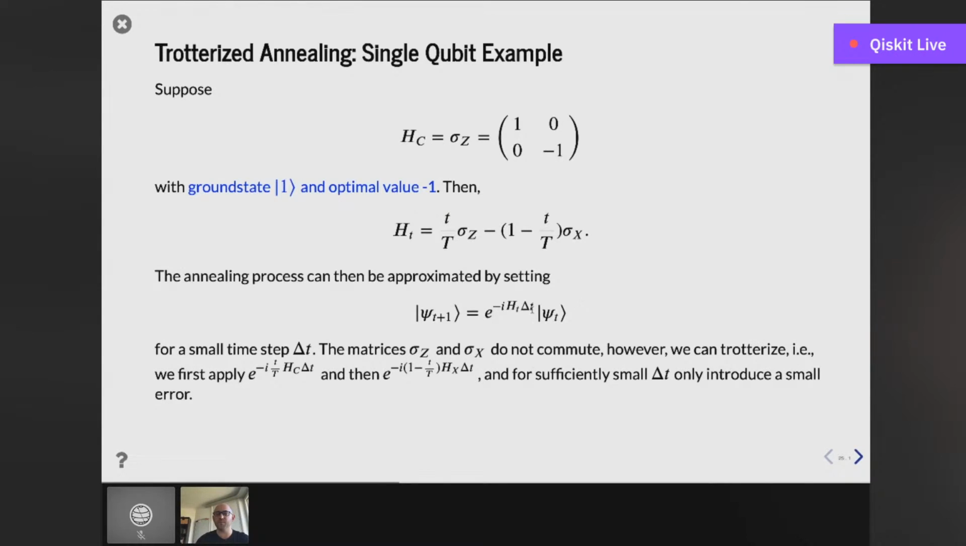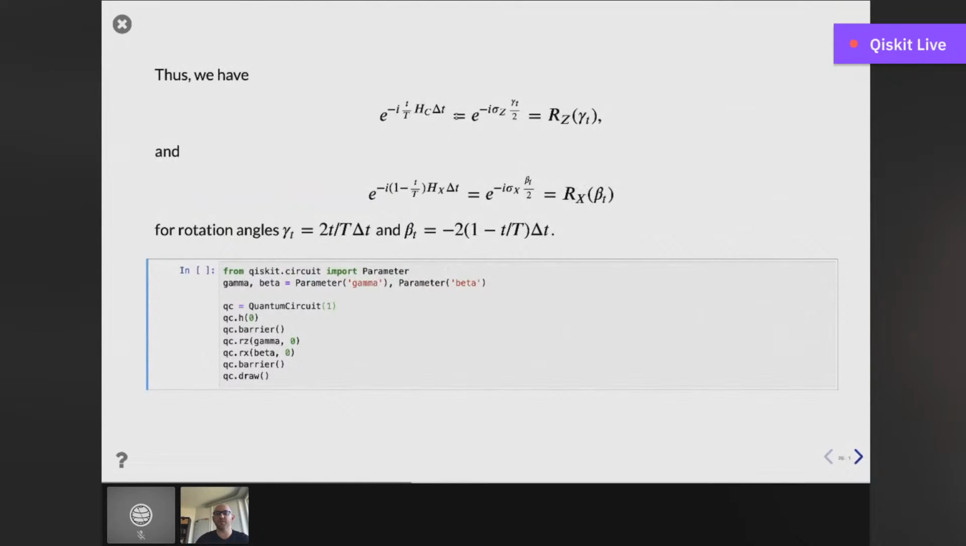That essentially means we choose the delta t very small and we apply these two gates individually. So we first apply this e to the minus i HC, and then we apply the e to the minus i HX. And for a sufficiently small time step, we only introduce a small error. If we look at these terms and rewrite them a little bit, introducing this angle gamma t, then this is nothing else but an RZ rotation for this angle gamma, which is defined here. And for the HX part, it's just an Rx rotation for a different angle.